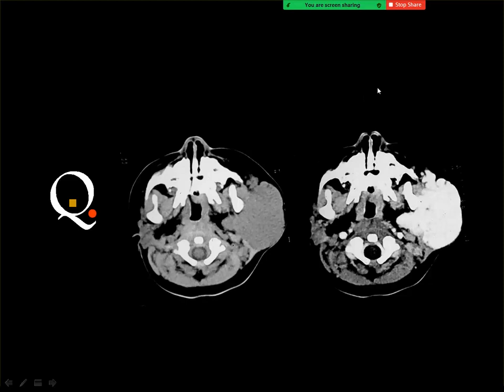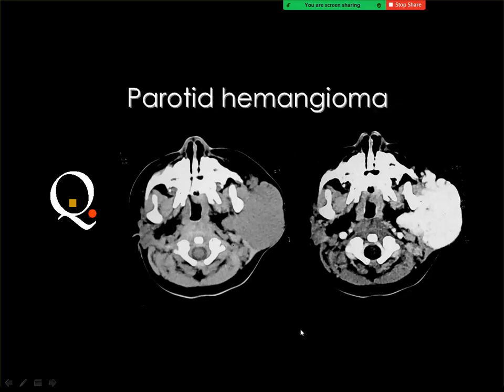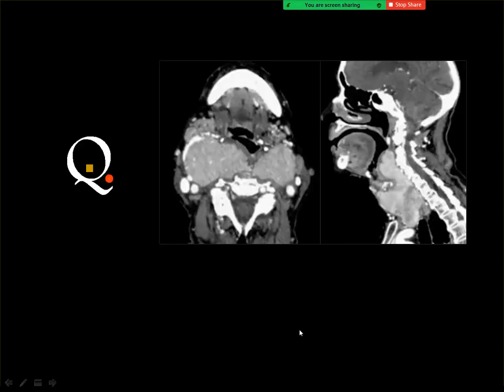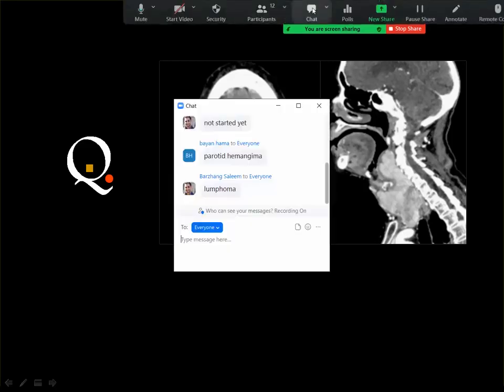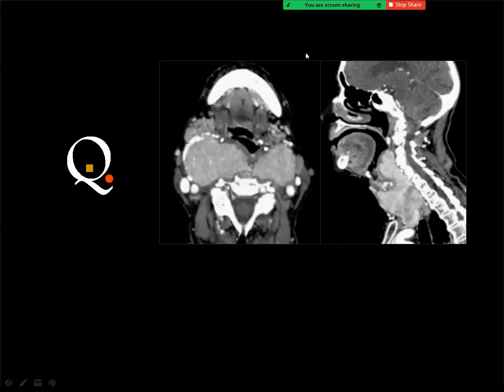Yes, the parotid hemangioma, the answer is right. Okay, and the answer is parotid hemangioma. The second case is a post-contrast CT of the neck in the axial and coronal planes, sagittal plane, sorry. No, this is not lymphoma.